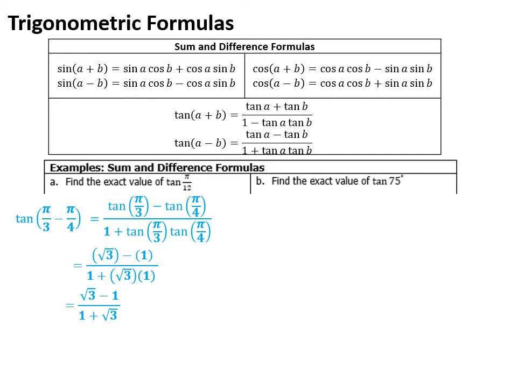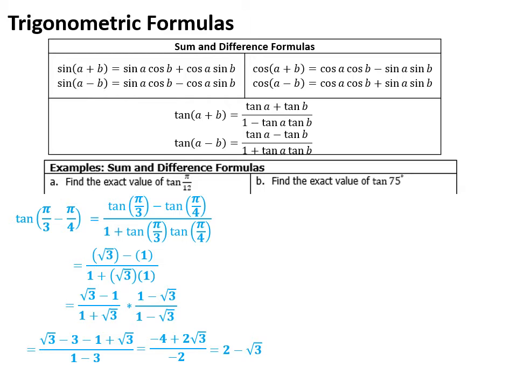Multiply by the denominator's conjugate, and that gets us to root 3 minus 3 minus 1 plus root 3 over 1 minus 3, or negative 4 plus 2 root 3 over negative 2, divided by negative 2 gets us 2 minus root 3. Find the exact value of the tangent of 75.